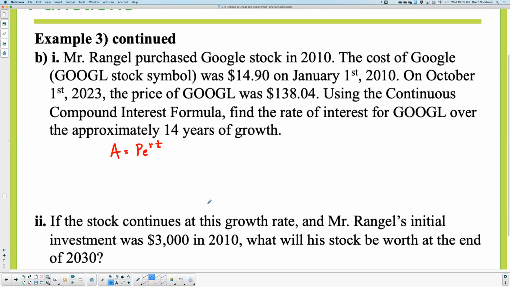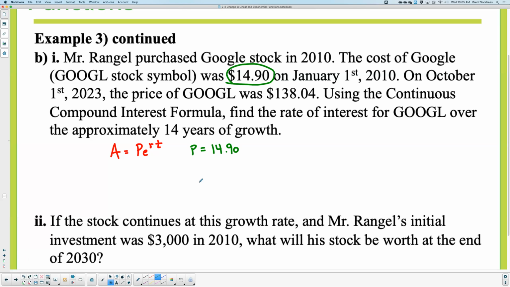So you find the rate of interest. Okay, so here's what I'm going to do. On this one, I gave you different information. The first value I gave you was $14.90. Hey, stay with me here. What is $14.90? What does that refer to in the formula? That's our initial amount. The initial amount is $14.90.